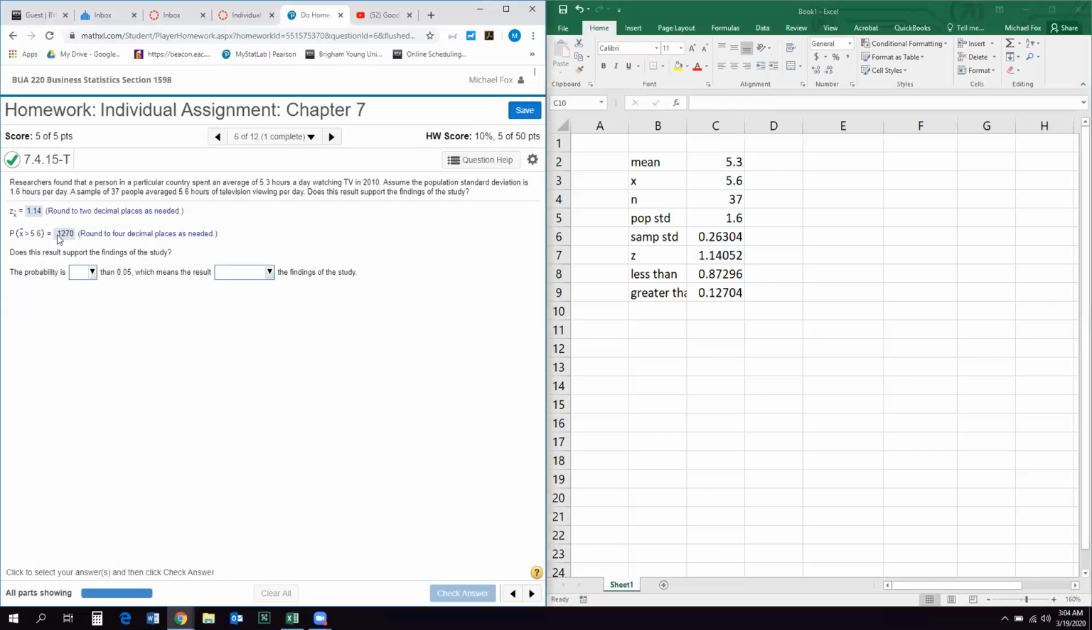And then finally, it wants us to know if this result supports the findings of our study. So since our probability is greater than 0.05, we'll say that it does support the findings of the study.